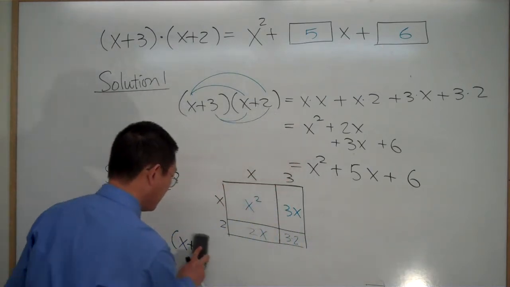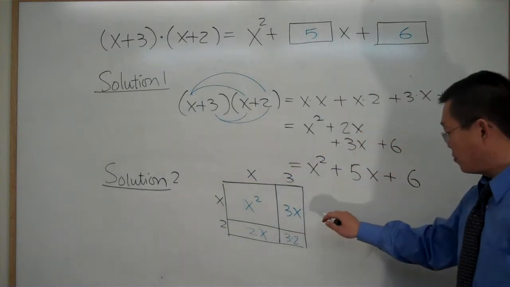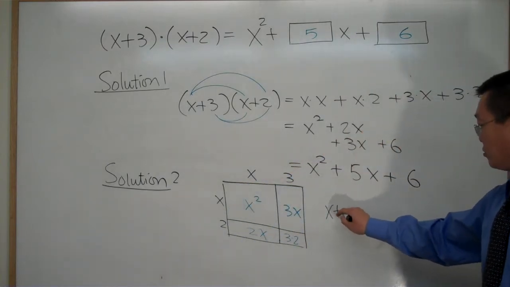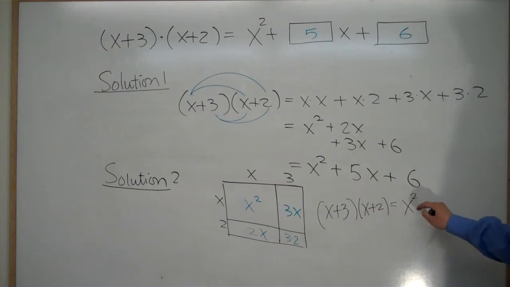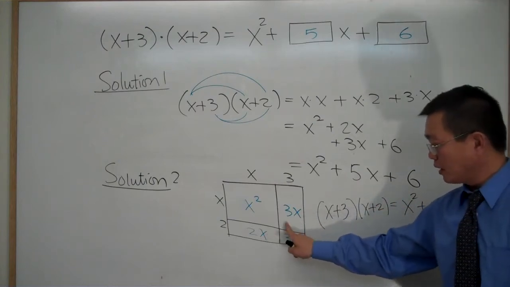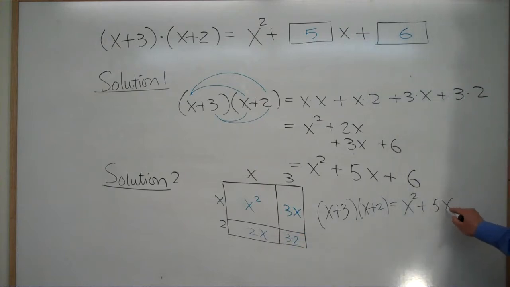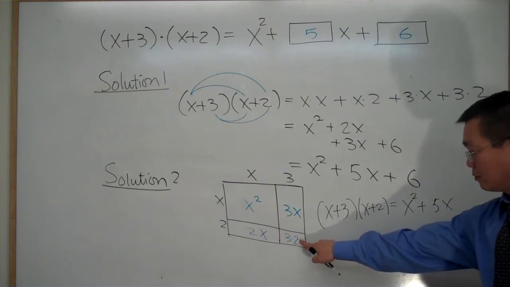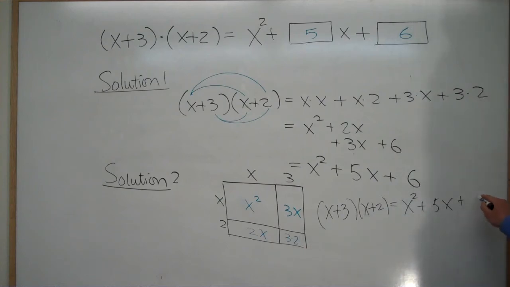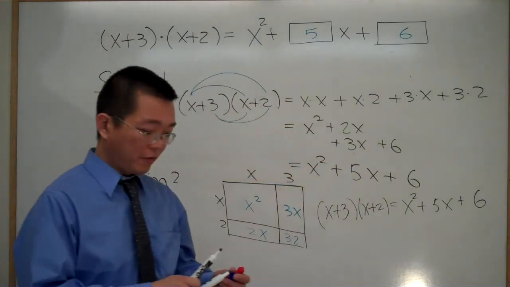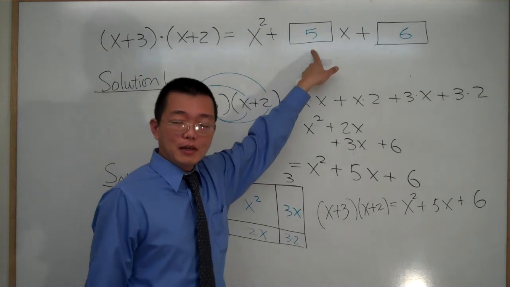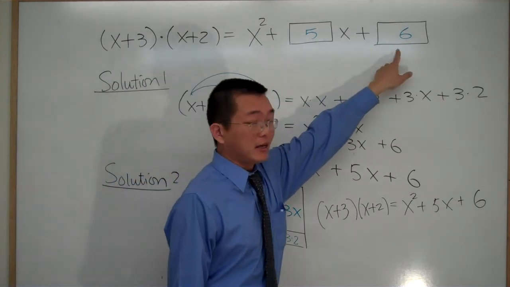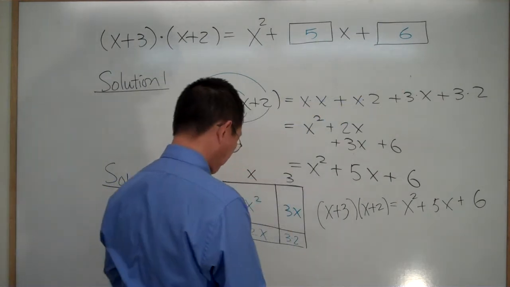Therefore, I would still be able to say x plus 3 times x plus 2 is x squared, and 2x and 3x together is 5x, and then there's that smallest rectangle here, which is 6. Now in both cases, we have verified that if I multiply these, in this blank I should fill in 5. In that blank, I should fill in 6.